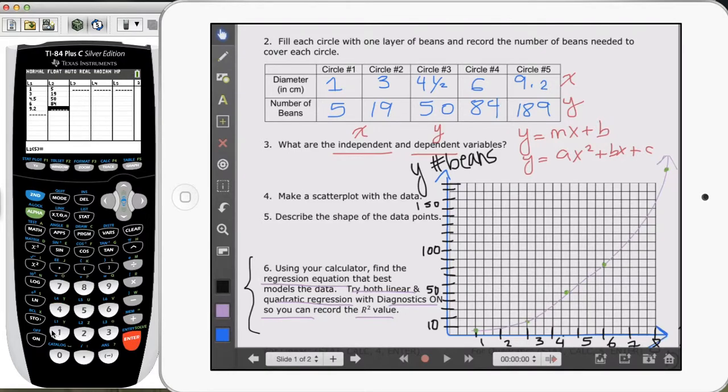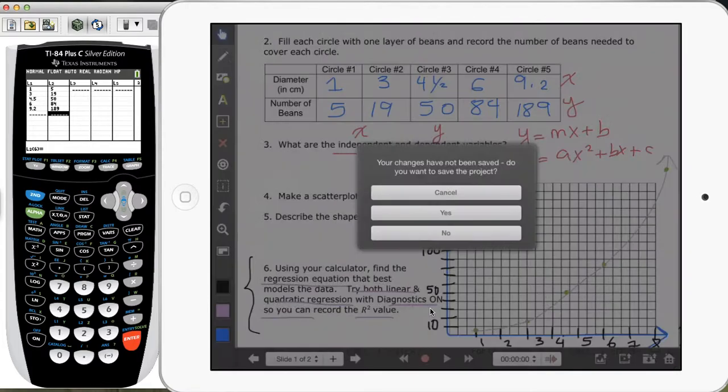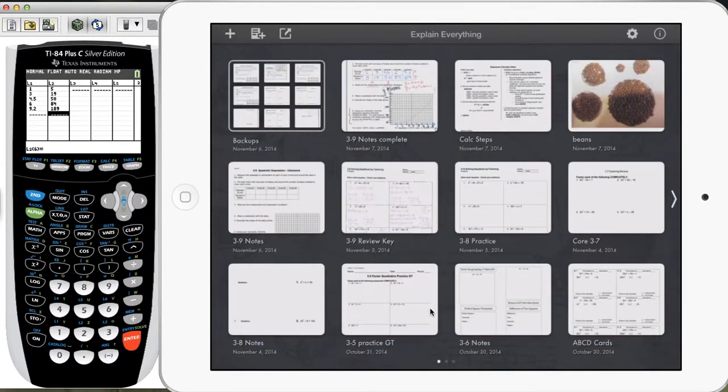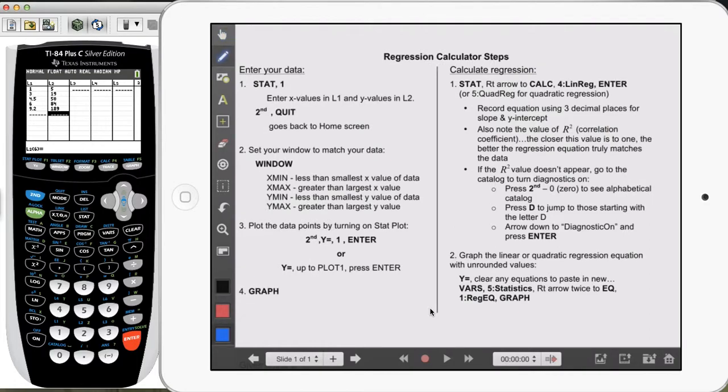Okay. Now remember, I don't know whether it's linear or quadratic, and they're asking me to turn the diagnostics on. Now how can I do that? Now if you go to your calculator steps, okay, there's a place over here where it tells you how you can turn the diagnostic on, so make sure that you highlight that part and let's do it together.